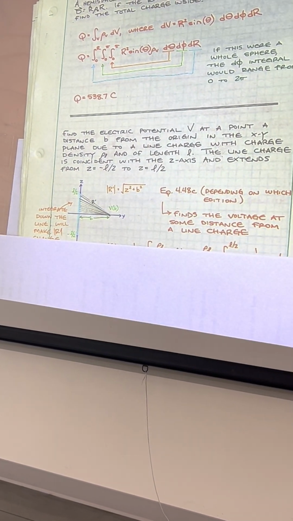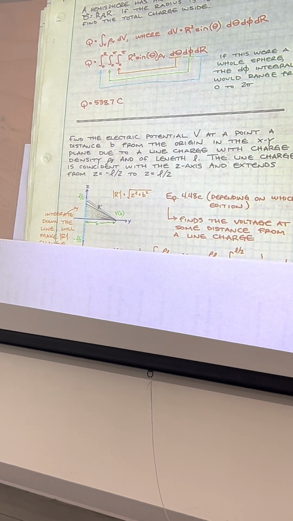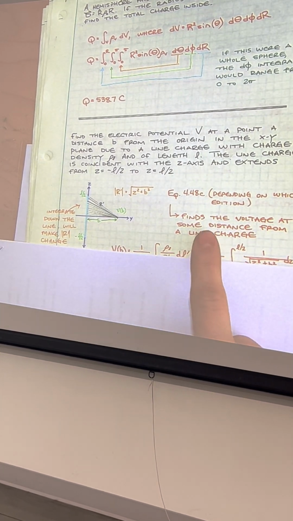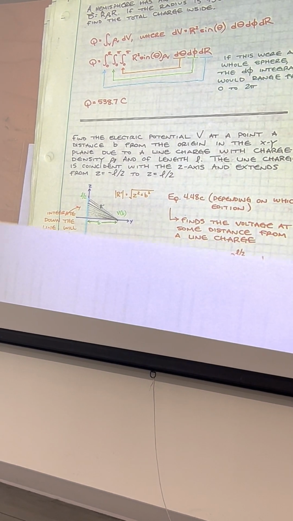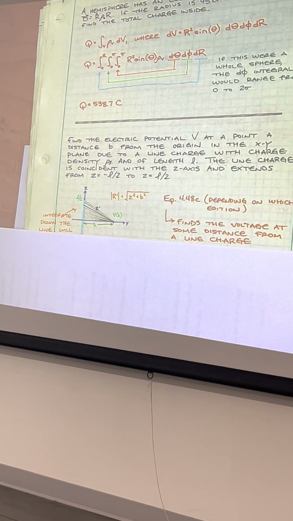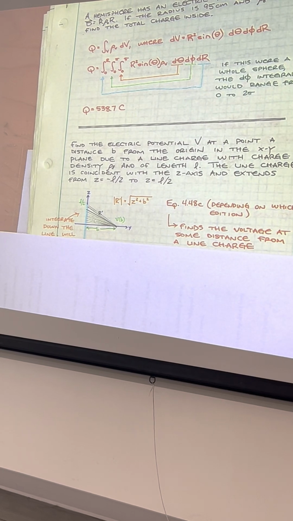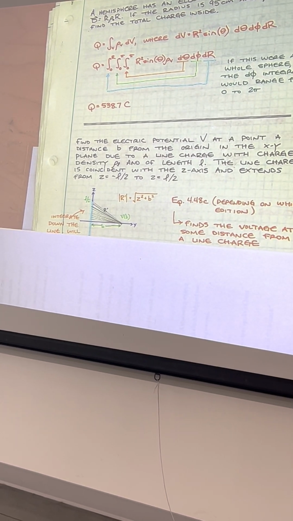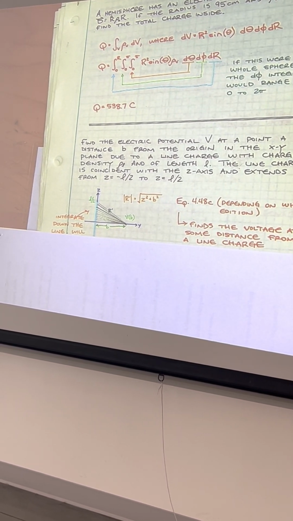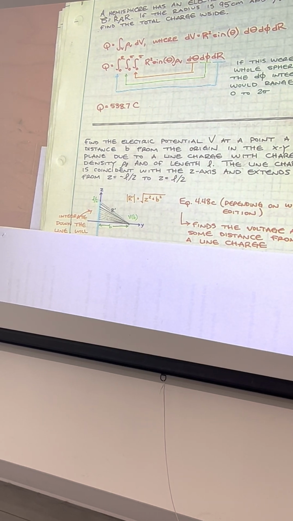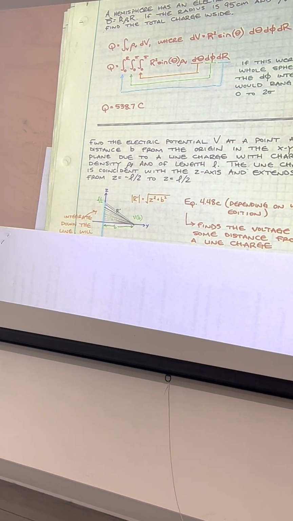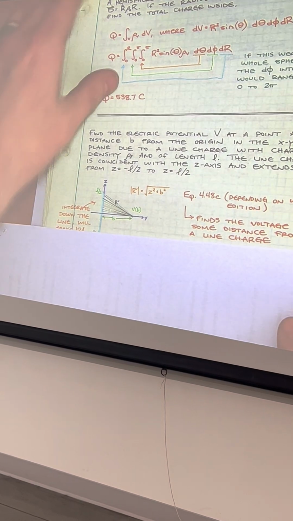So equation 4.48c, and that was in a different edition, so it may be different for you. There's an equation for what the voltage at some distance from a line charge is. The book's full of equations. And like I said, the chapters are pretty easily read. You go look through the equation and you're like, oh, that's what I want. And it tells you, this is what this is for. Especially chapters 4 and 5, and 6 for that matter. They're like, this is the equation for that. Like, there you go. If you want the proof, ask your professor, but I don't know those.